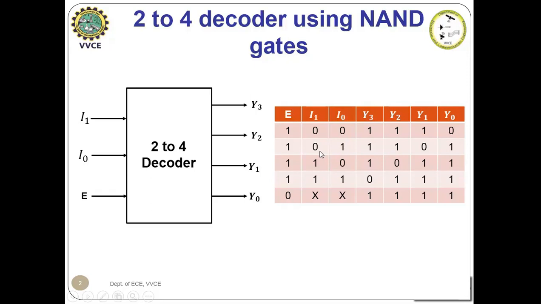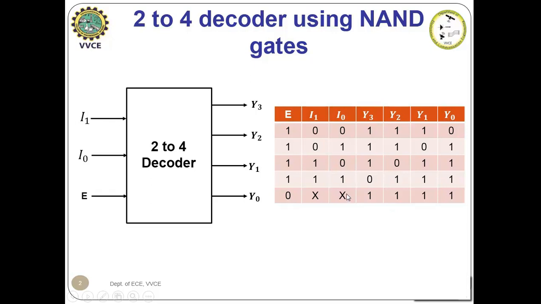When I1 is 0 and I0 is equal to 1, Y1 will be made 0 with rest of the other outputs high. When I1 is 1 and I0 is 0, Y2 will be made 0 and rest of the outputs will be high. And when both I1 and I0 are 1, Y3 will be made 0 and rest of the output will be 1. Now when your enable input is 0 and whatever will be the input of I0 and I1, that is don't care, all your output, that is Y0, Y1, Y2 and Y3 will be high. Now this is the block representation of 2:4 decoder and the corresponding truth table.